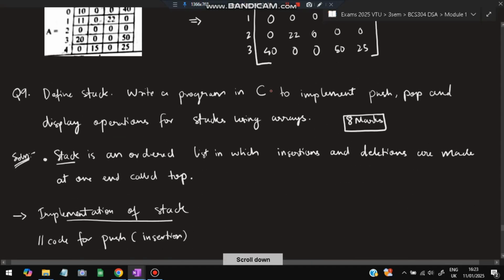Moving to the last super important question of this module, we have: define a stack. Firstly they have asked what is a stack, define the stack, and we have to write a program in C to implement push, pop, and display. Three things are there in stack: push, pop, and display for the stack using arrays.